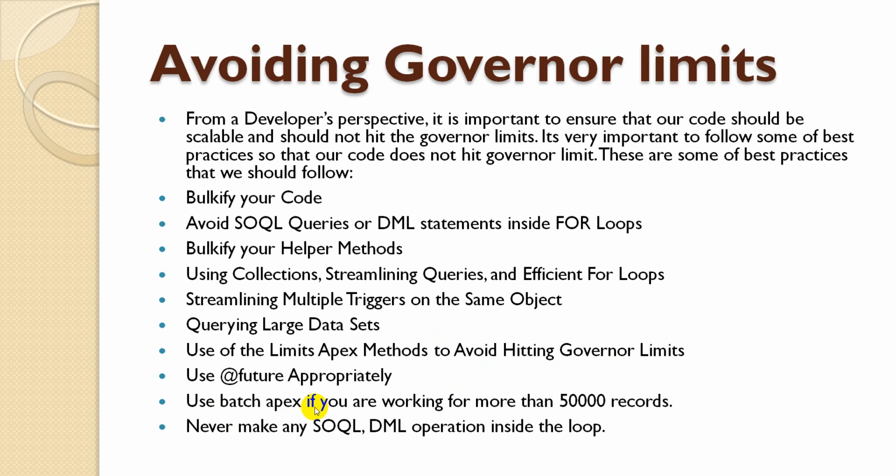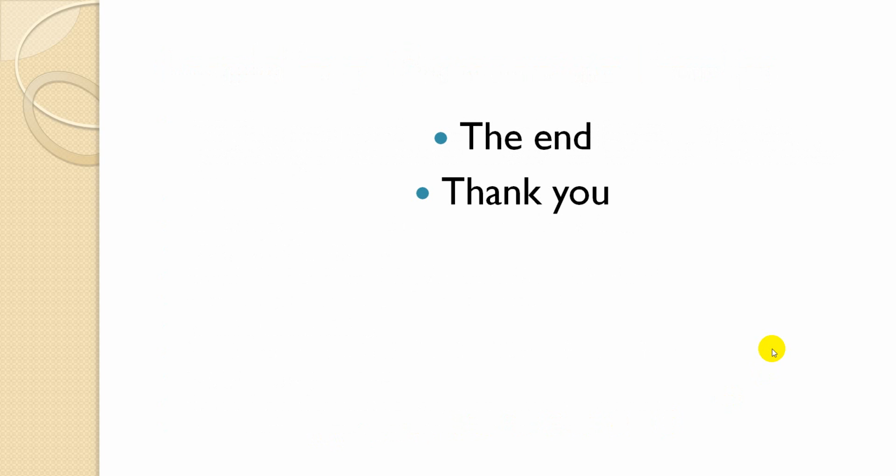Use Batch Apex if you are working with more than 50,000 records. As you know, we are going to learn about the Batchable class. And never make any SOQL or DML operation inside a for loop. Thank you very much for listening.